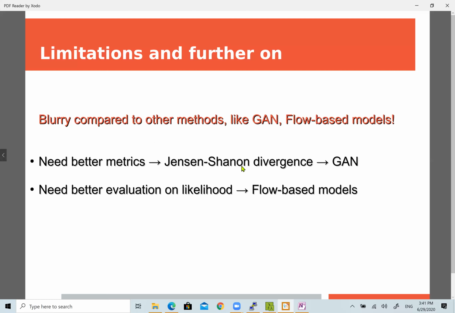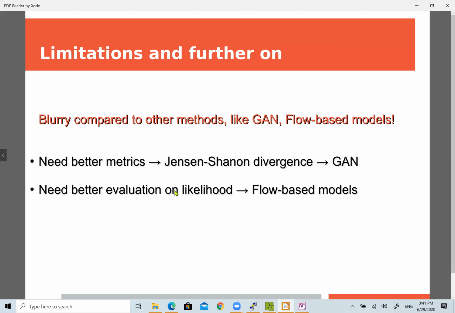GAN introduced somehow a really, you can call it, distance. KL divergence is only a divergence, but not a mathematical distance. And what Jensen-Shannon divergence is doing is combining the two different measuring ways of KL divergence. You can construct a symmetric distance. So that's what GAN did.